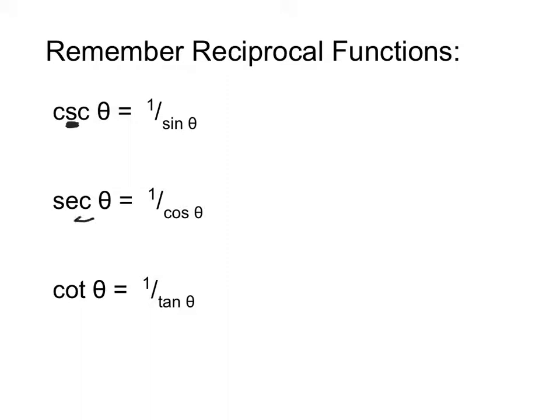Secant is almost like cosine spelled backwards. It's the reciprocal function of cosine. So if we find cosine and flip it around, we will have secant. Likewise, tangent and cotangent are reciprocal functions. So we're going to use these ideas when we're trying to find the exact value of these three trig functions.